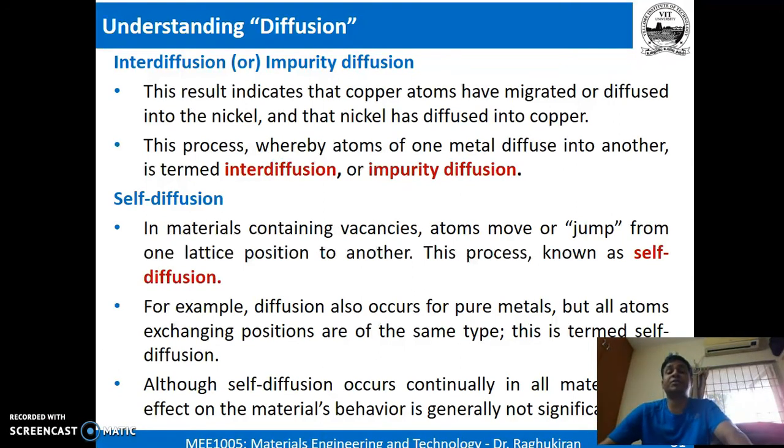Similarly, self diffusion is also possible. You take only pure copper. Is it possible for any copper atoms to move from one place to the other within the copper material? Yes, that is possible, for several reasons. Maybe the pressure gradient. So what happens now?